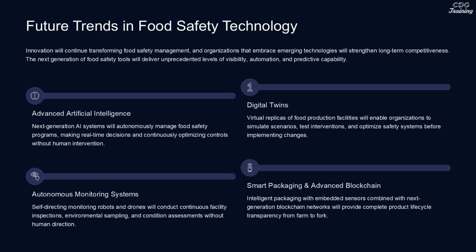human intervention. Digital twins: virtual models of production facilities will enable organizations to simulate scenarios, test interventions, and optimize safety systems before implementing changes. Autonomous monitoring systems: self-directing monitoring robots and drones will conduct continuous facility inspections, ensuring compliance and safety. Smart packaging and advanced blockchain. Intelligent packaging with embedded sensors combined with next-generation blockchain networks will provide complete product lifecycle transparency from farm to fork.